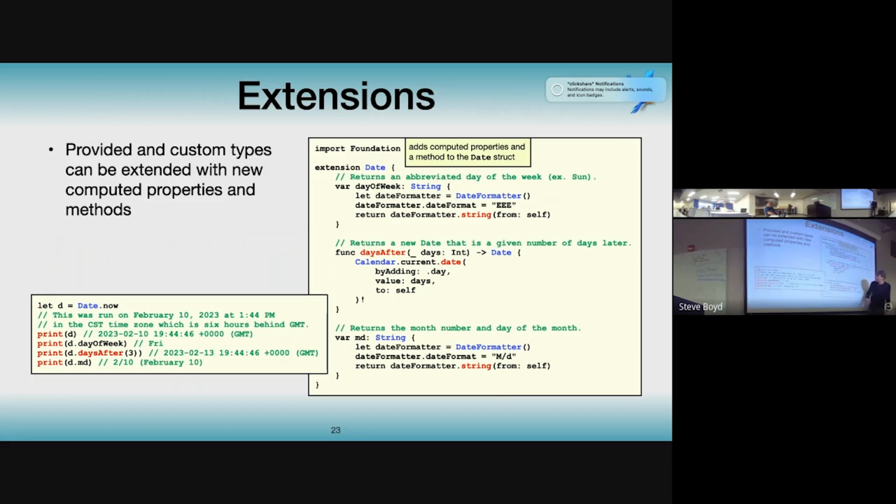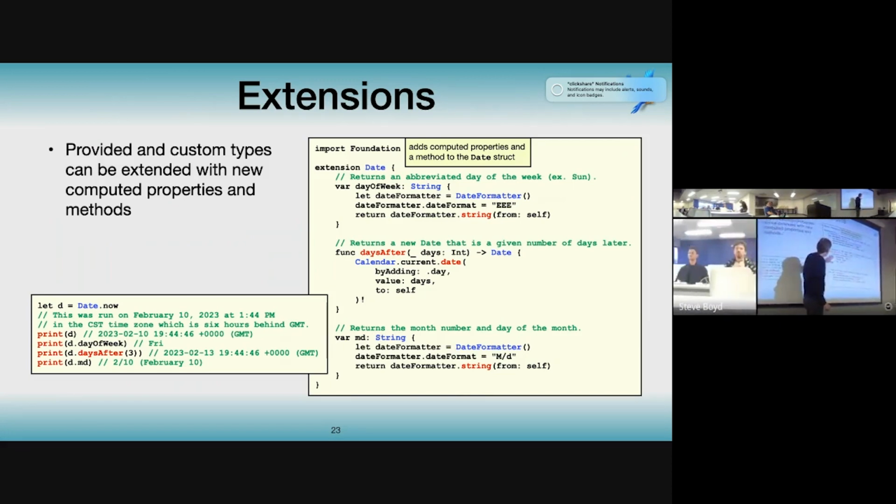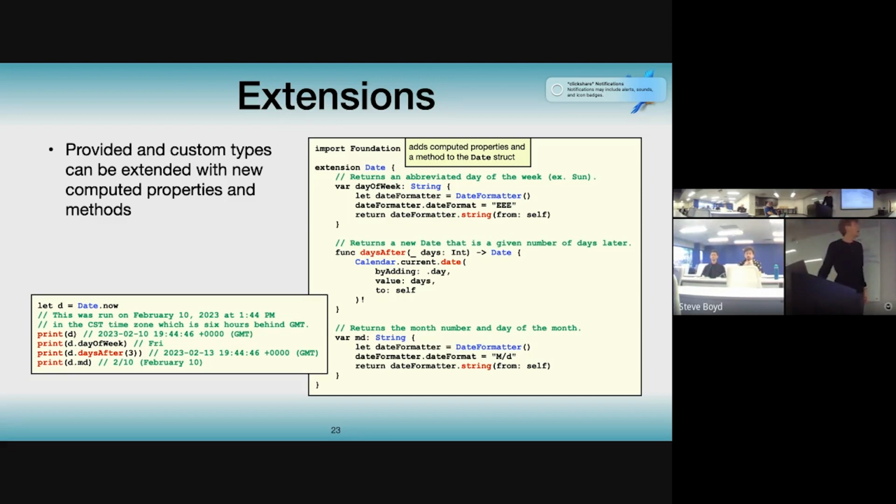And I do that calculation. And finally, I want to do some formatting, and I want to get back the month and the day, and I want it to look like this, like 2/10 for February 10th. So I have added these things. This is a computed property. This is a method, and this is a computed property. So over here, I can create a date object, Date.now for the current date, print it out, and then I can get the day of the week, which is Friday, days after, 3 days later, bump that up for me, and then some simple date formatting. So this is a common thing, to add convenience things onto existing types.